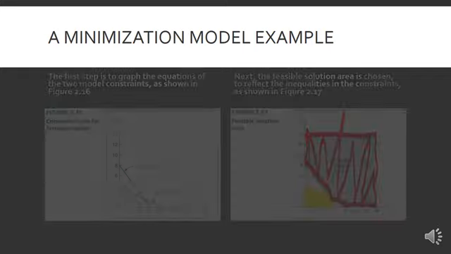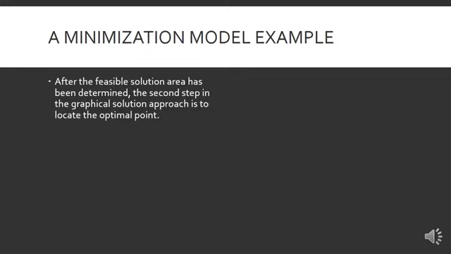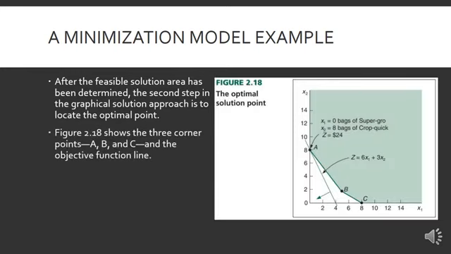Okay, let's continue. After the feasible solution area has been determined, the second step in the graphical solution approach is to locate the optimal point. Doon sa maximization, dahil nakita na natin yung feasible solution area, nakita na rin natin yung point A, point B, point C, di ba? Dito rin ganun din, pero iba naman yung point A, point B, point C natin dito. Figure 2.18 shows the three corner points A, B, and C and the objective function line. Okay, so i-highlight ko uli.